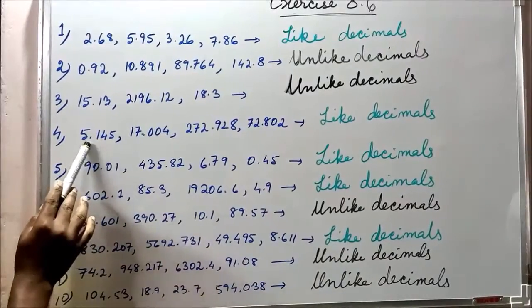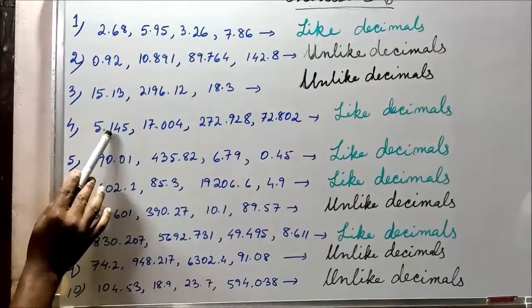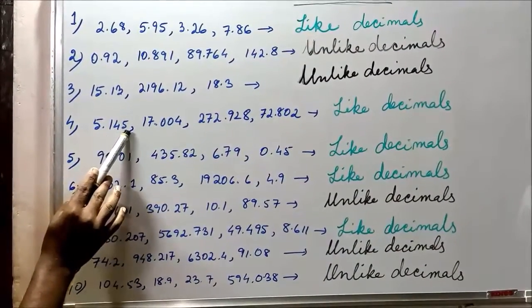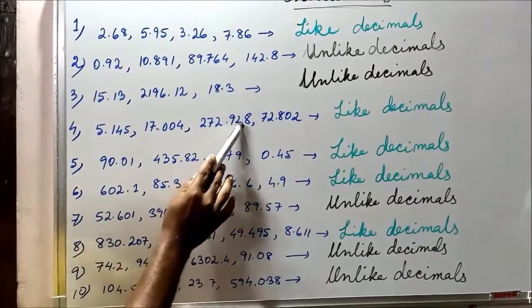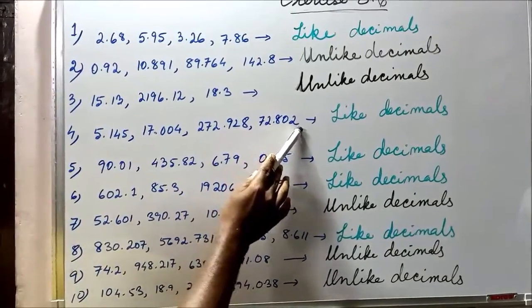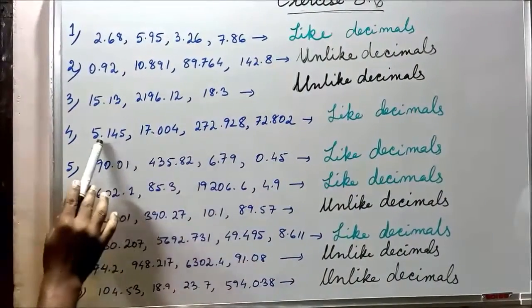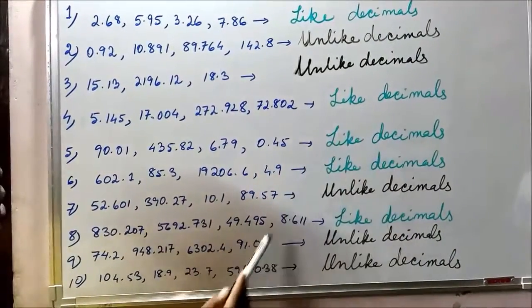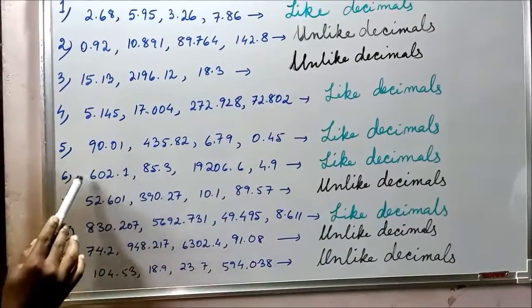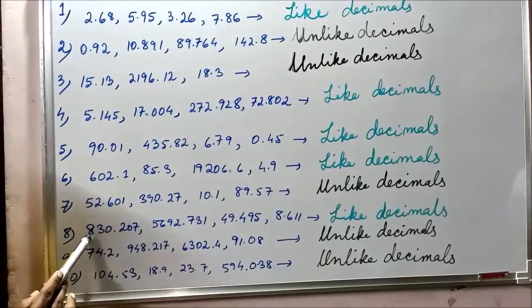So similarly here in number 4, we have 0.145, three decimal places, 0.004, 0.928, 0.802. So all the decimal numbers are having three decimal places. So they are called like decimals. Similarly, numbers 5, 6, and 8.